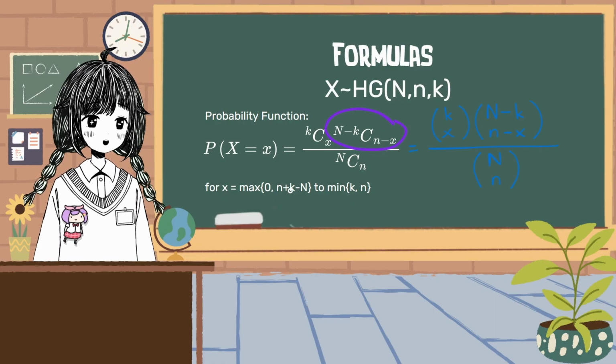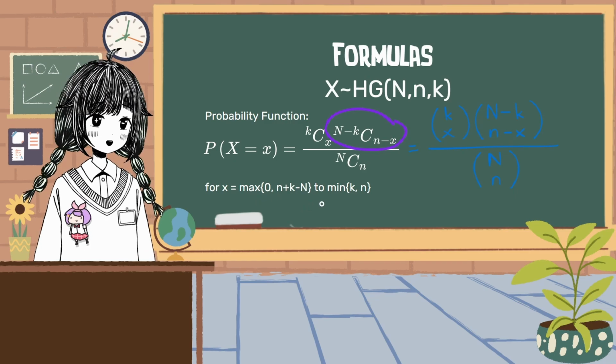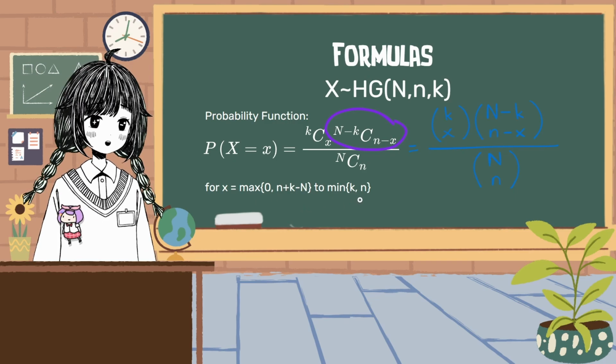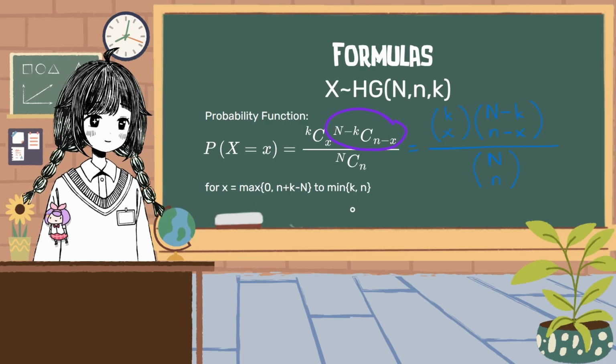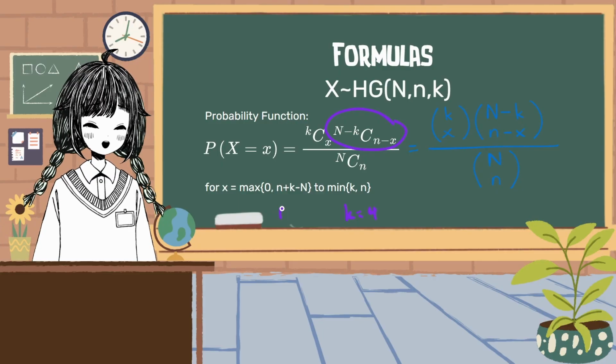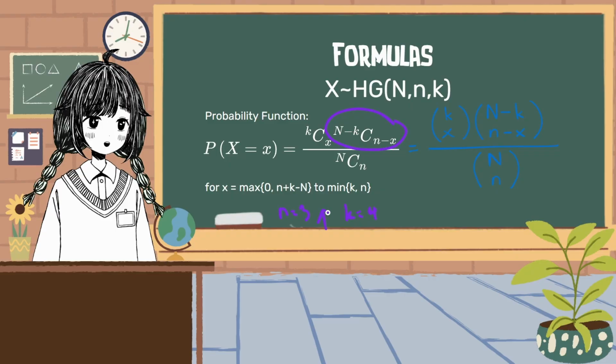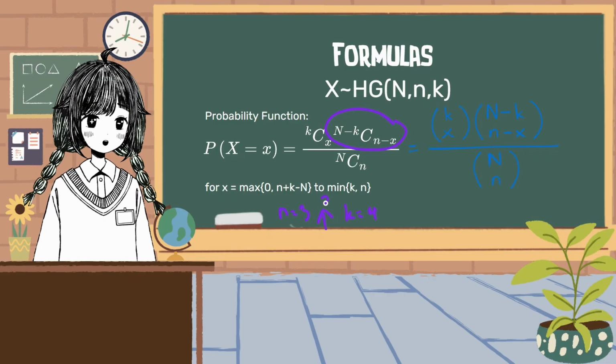And finally, when it comes to the x range, it's basically that the largest x can be is whichever is smaller between K and n. Example here, K is 4 and n is 3. Then the maximum of the x range must be 3.